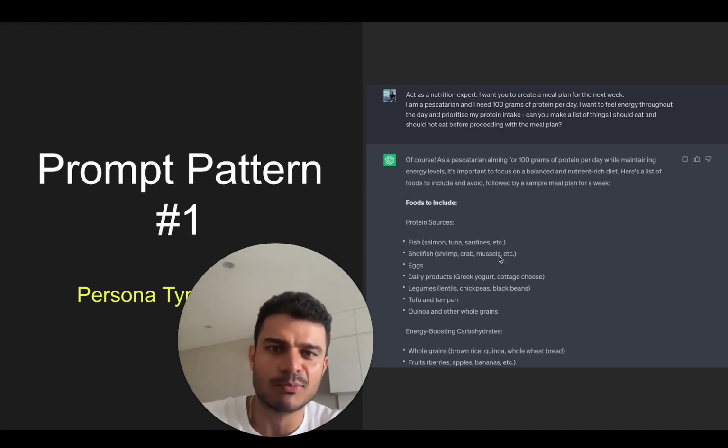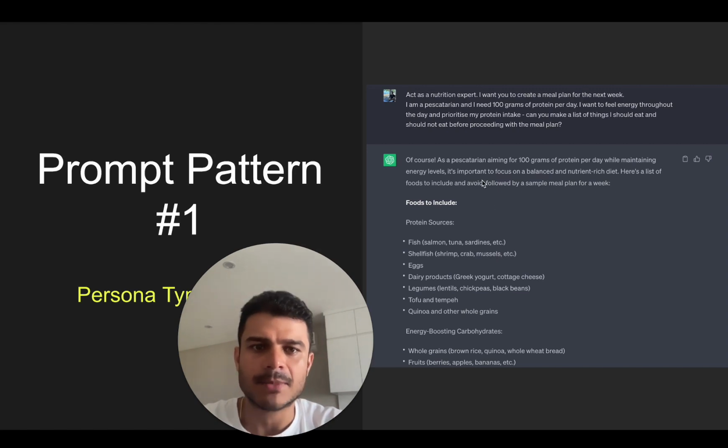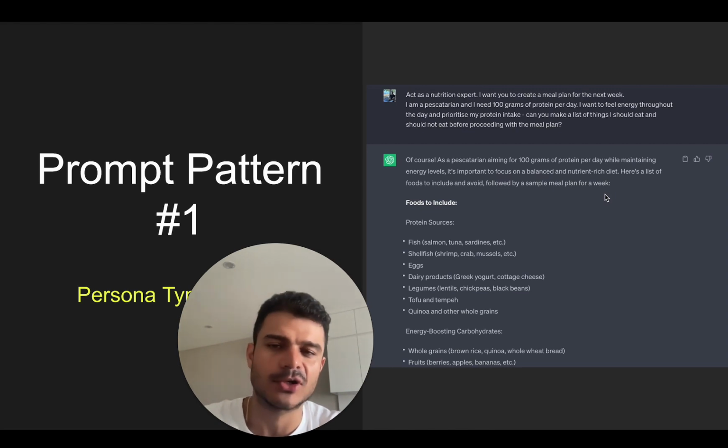So based on this, the output of ChatGPT is pretty decent, and it's given me different protein sources, and I haven't put the entire screenshot yet, followed by a sample meal plan for a week. So it's actually broken down Monday, Tuesday, Wednesday, Thursday, Friday, Saturday, Sunday, what I should be eating on each day, and so forth. You could try this for yourself as well.